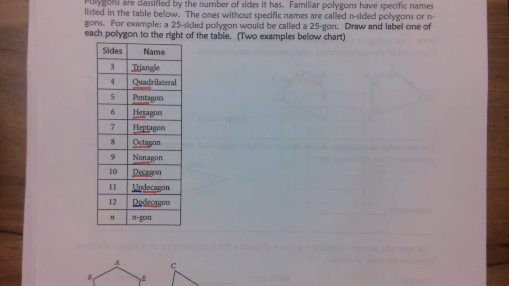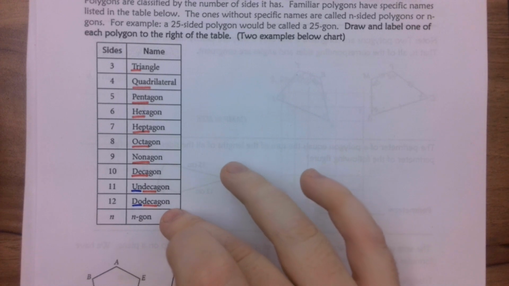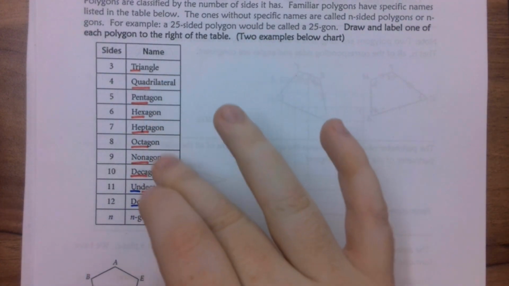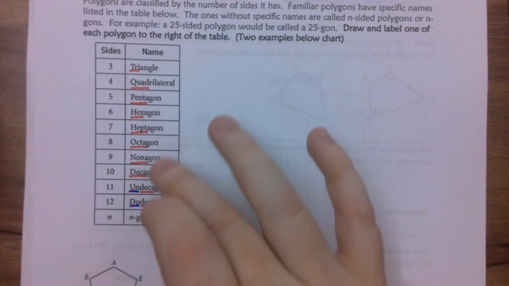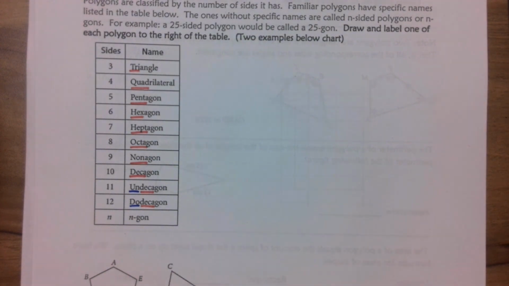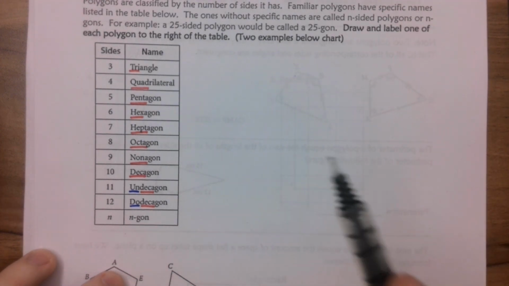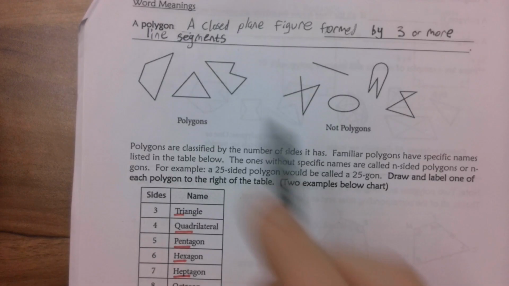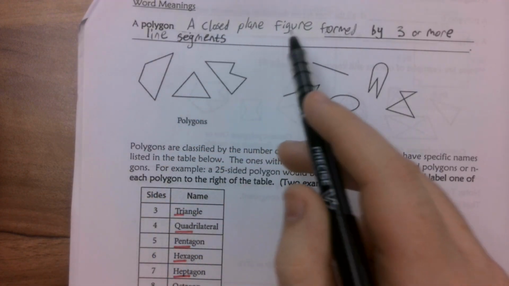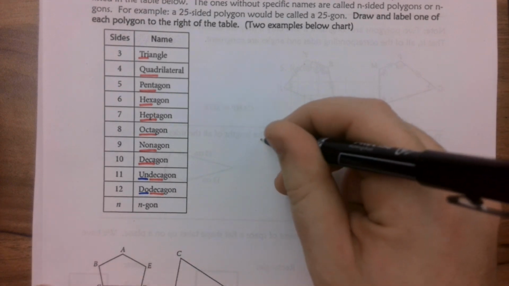I'm not going to have you memorize anything past 12, but I would like you to try your best to memorize all of these names. So for instance, if I was to say, draw a nonagon, well, we would know that it has to be a shape with 9 sides. And remember, it has to be a closed plane figure, and it has to be made of line segments. So as long as there's 9 sides, we can make it happen.